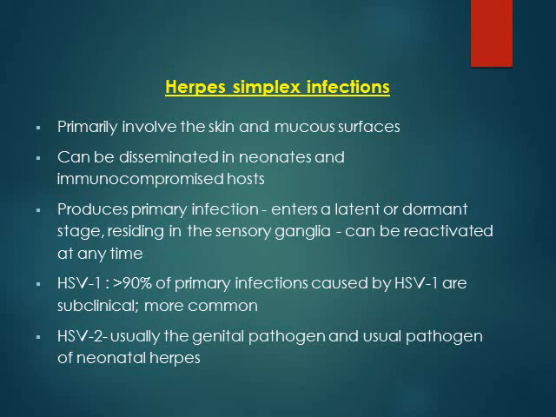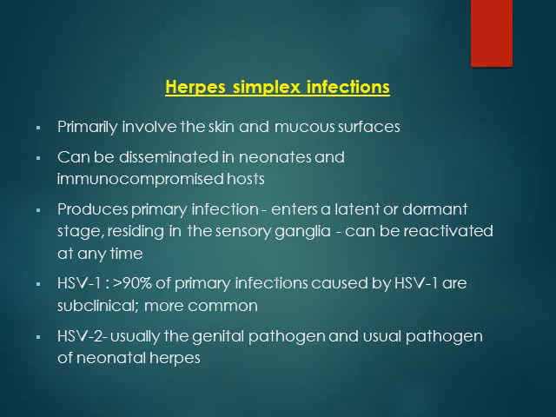and immunocompromised individuals. What happens? Usually there are 2 episodes here, primary infection and recurrent episodes. Primary infection is the first episode, where the virus enters and forms an infection, the patient gets the symptoms, and then it enters into a dormant stage, resides in the sensory ganglia, and can be reactivated at any time.